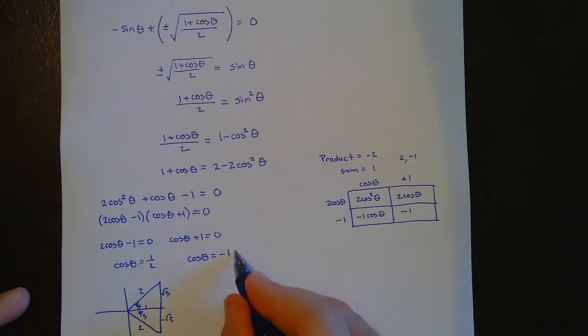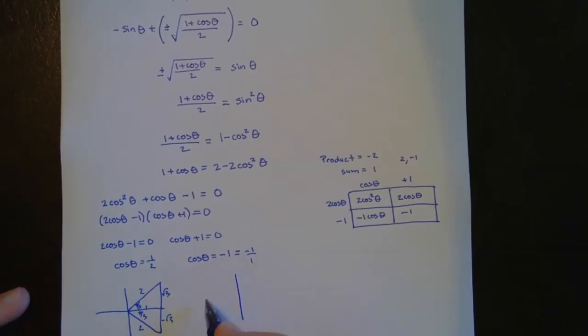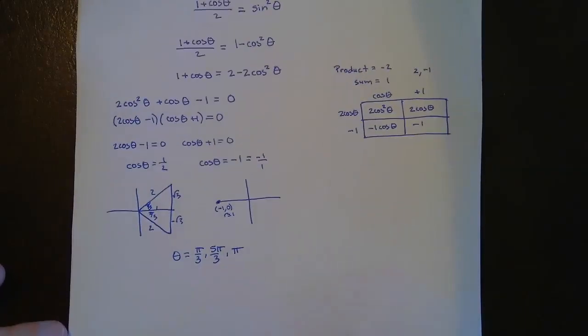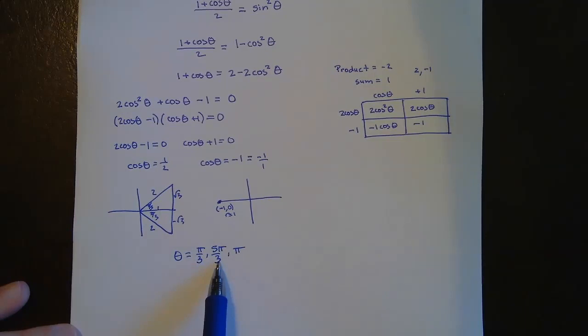Okay, where's cosine equal to negative 1? Well, that's negative 1 over 1, right? The only way for that to happen is right here. And x would be negative 1, your y would be 0, and your r would equal 1. Okay, so what angle would that be? Well, that'd be angle pi, okay? So we have pi over 3, 5 pi over 3, and pi.